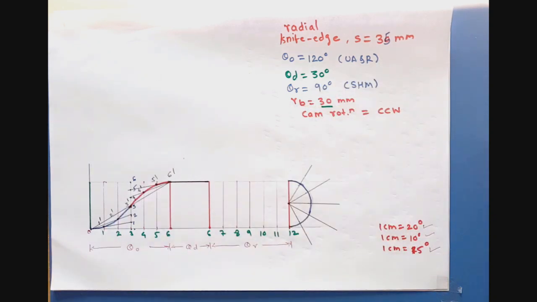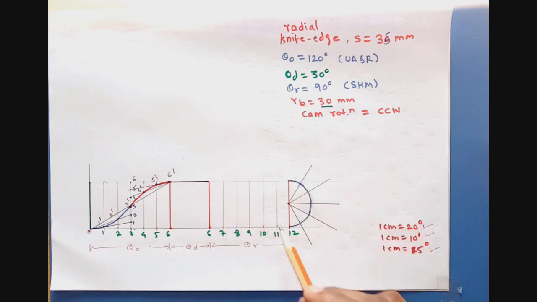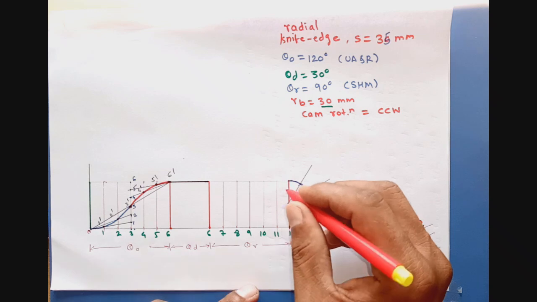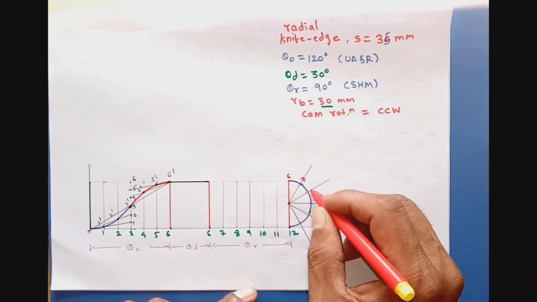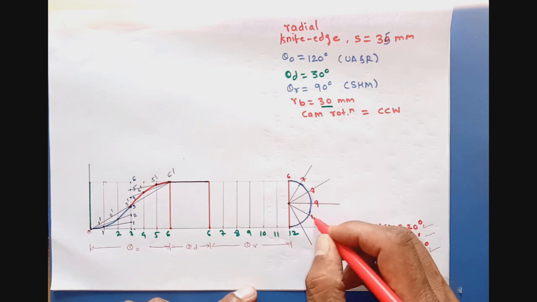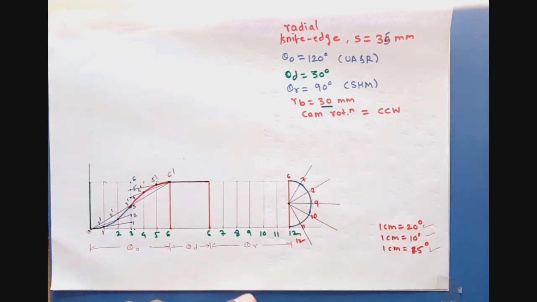Now let us number these divisions on semi-harmonic circle. We will number from top to the bottom because the follower is returning to the lowermost position. So I will number from top. This is 6, 7, 8, 9, 10, 11, and this is 12.